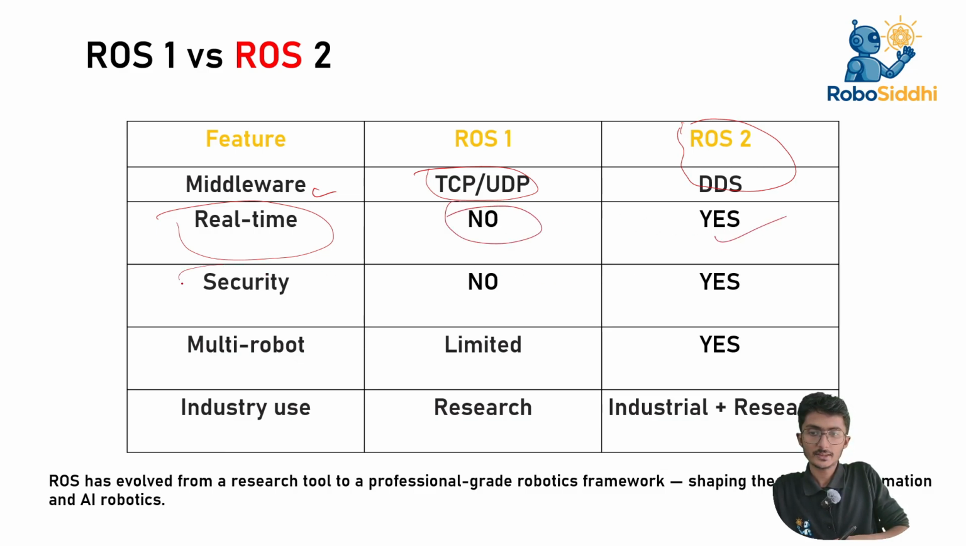Then security, which just mean someone can hack your robot. No, it can't be hacked. So it was ROS1 was very vulnerable.